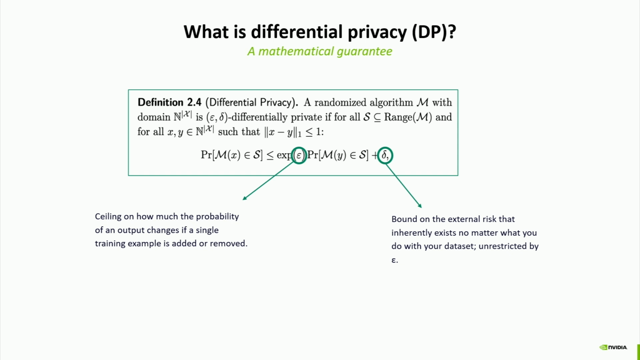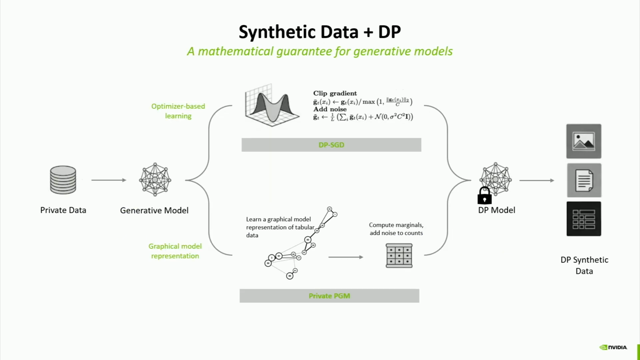And delta is the risk that exists no matter what you do with your data set. If you were to publish even a single thing about it, delta is the risk that exists as a result of that. Super oversimplification, but why do I mention this? It's because we use differentially private algorithms. We design them to generate synthetic data, and we provide this mathematical guarantee for generative models.